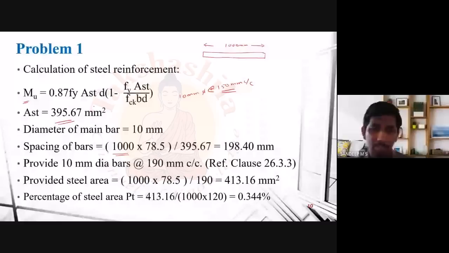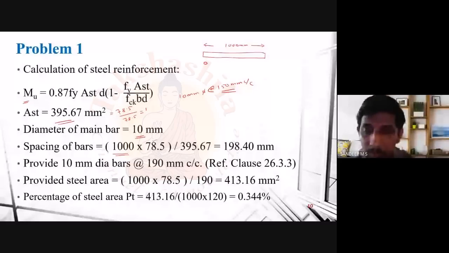So how many bars should be provided? As per our normal calculation for beams, we have to provide 1 bar, right? If you are getting this as 78.5 and you are assuming 10 millimeter diameter, you know that the area of cross section of a single bar is 78.5. So the total required divided by 78.5 will give you 1 bar. So basically you have to provide just 1 bar.